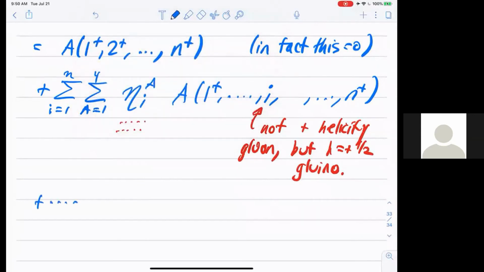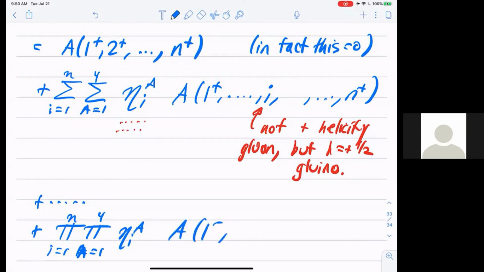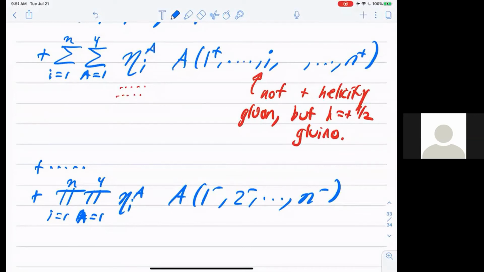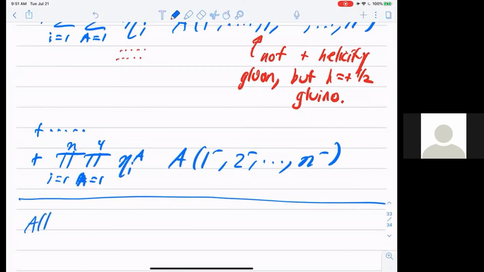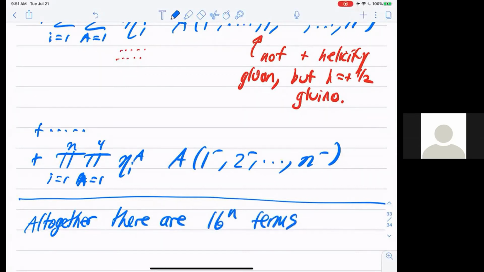So this goes on for a long, long time until you reach the very last term. The very last term in the Taylor series expansion will be the term that has all the fermions in it, all 4n of them. So this will be the product, i equals 1 to n, times the product, A equals 1 to 4, of η_iA, times the amplitude with all particles lowered. Now at this point, you've lowered all the way down to the bottom of the multiplet for all particles. This is again zero, but we'll get to why it's zero in a second. In principle, this is the last term in the Taylor series expansion. So this is what a super amplitude looks like. Altogether, there are 16^n terms, but many of them may be zero. I'm just saying that in general, that's how many terms you get.